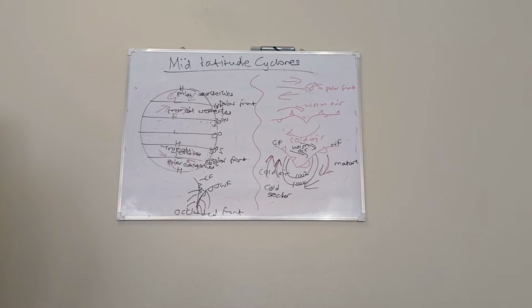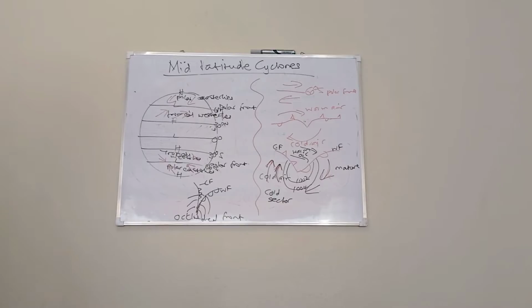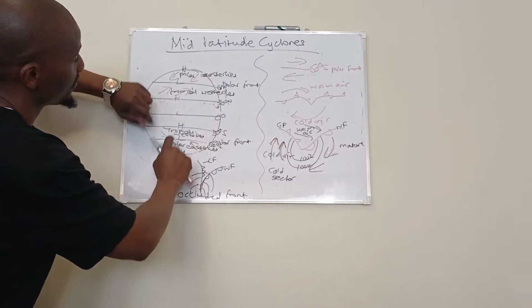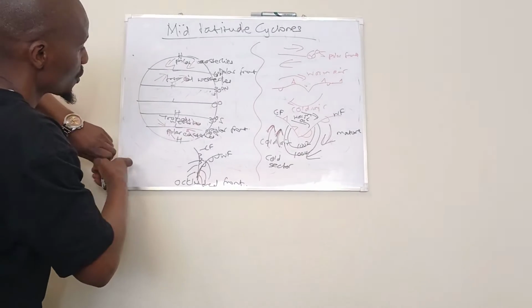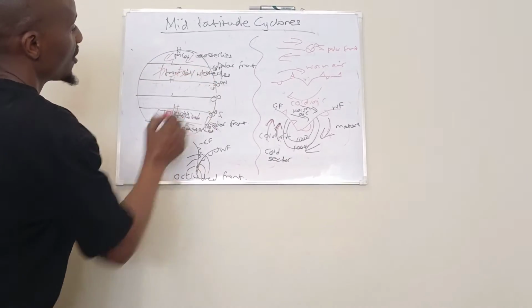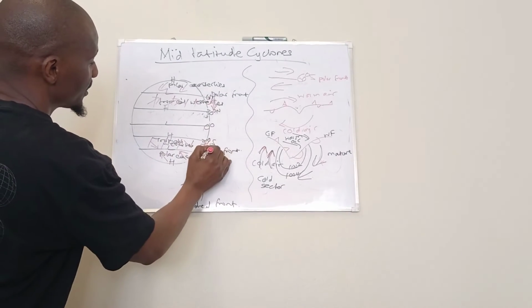Where are they located? They occur between 30 degrees north and south of latitude. This is the 30 degrees north and south latitude. This is where they're taking place. This is where your polar front is. So this is where they are occurring, between your 30 degrees north and 30 degrees south.